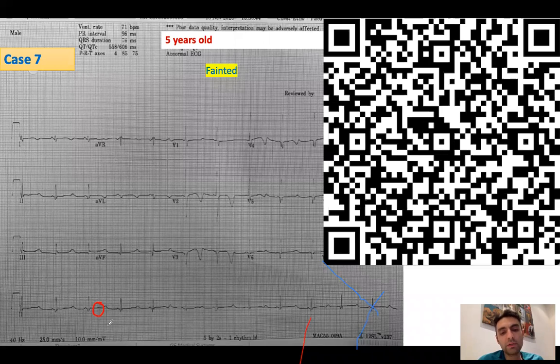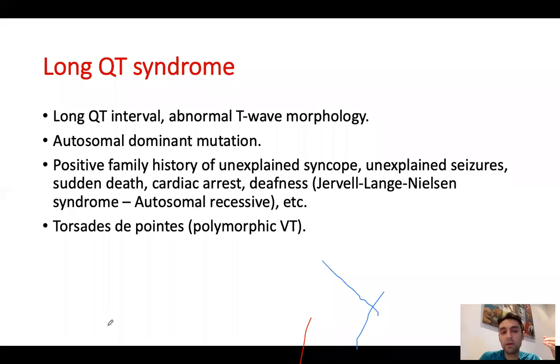So indeed this sibling also has long QT syndrome, and he fainted a couple of times. Well, this was I think the second time, and then he fainted the third time. We admitted him.